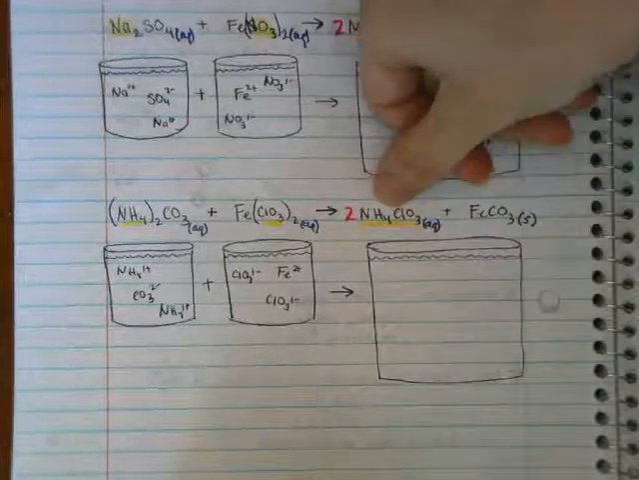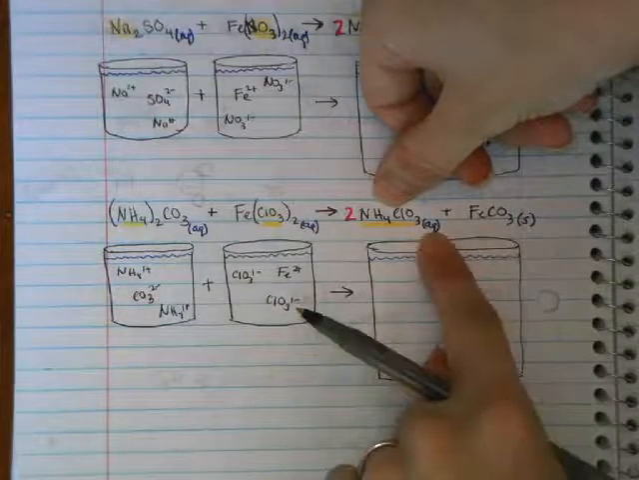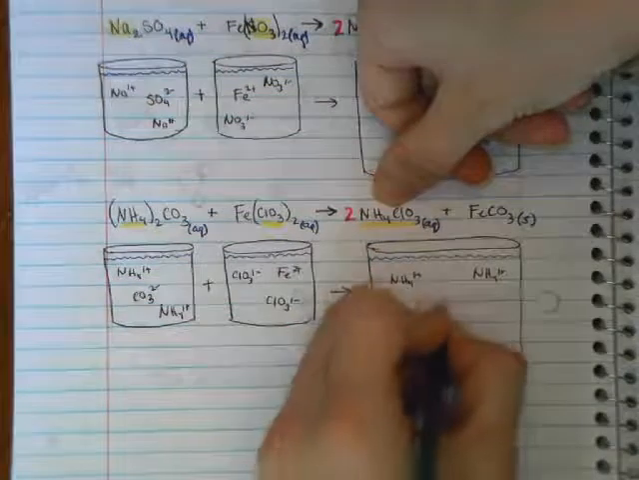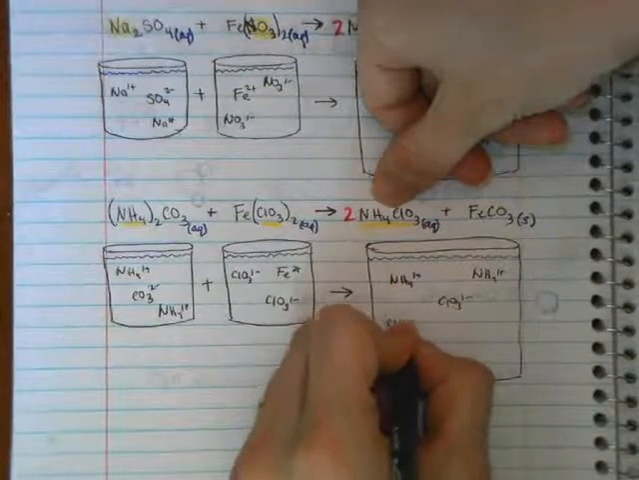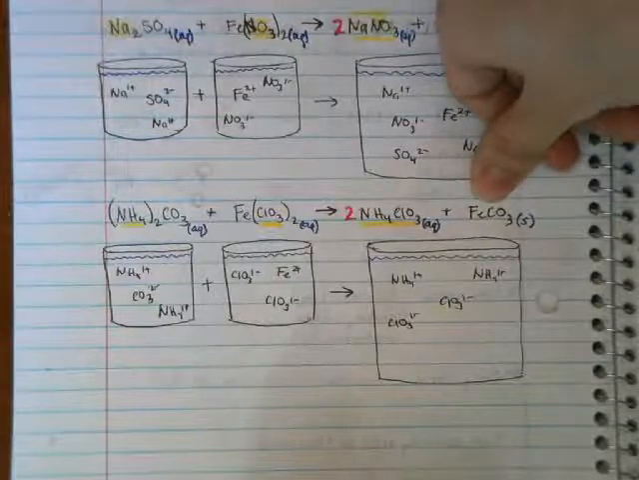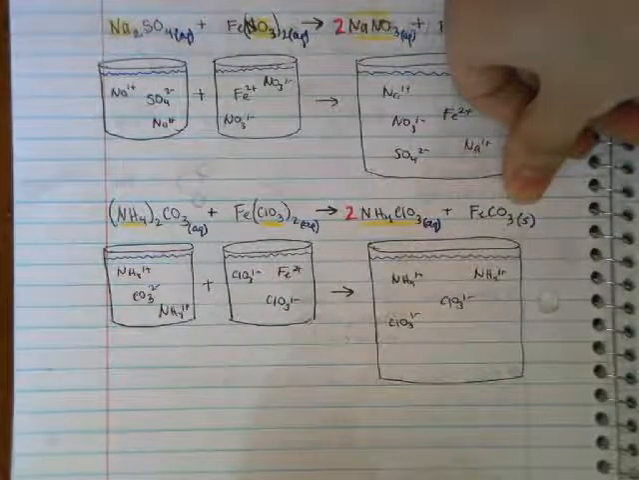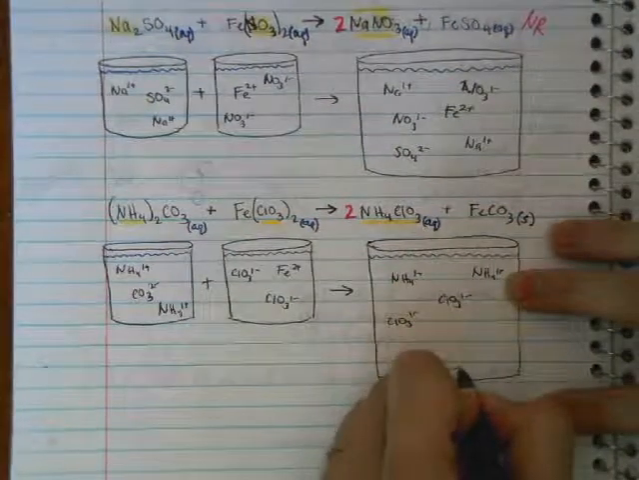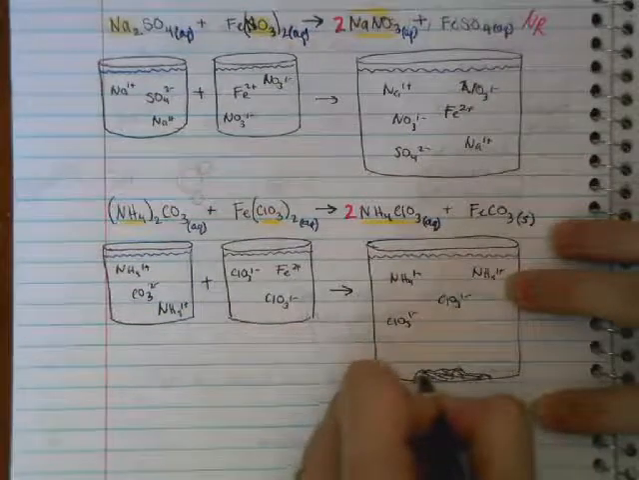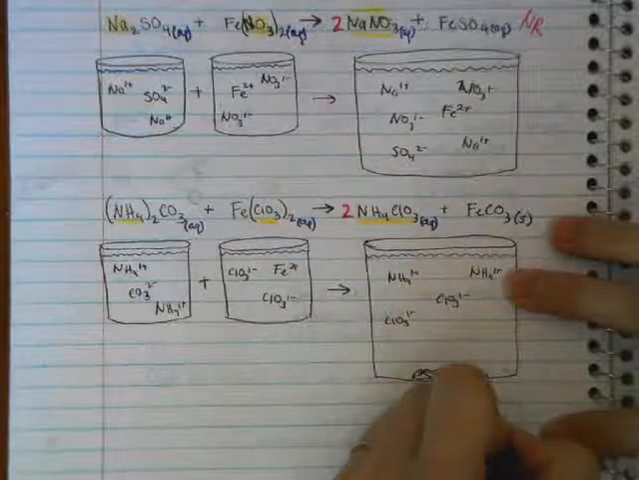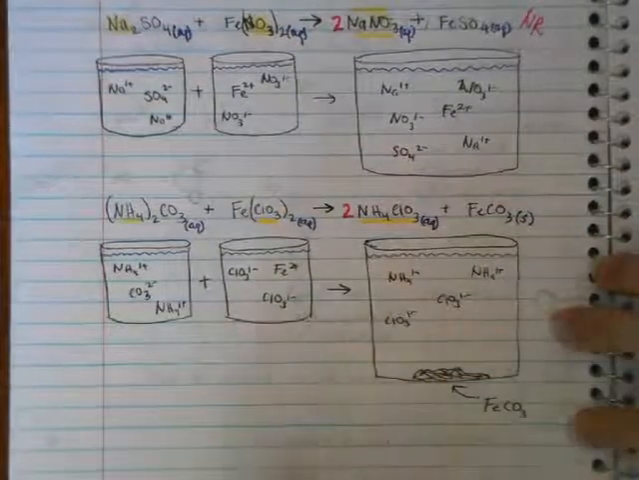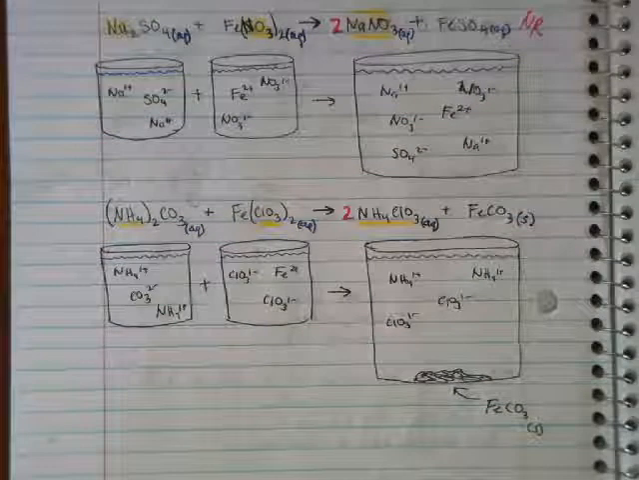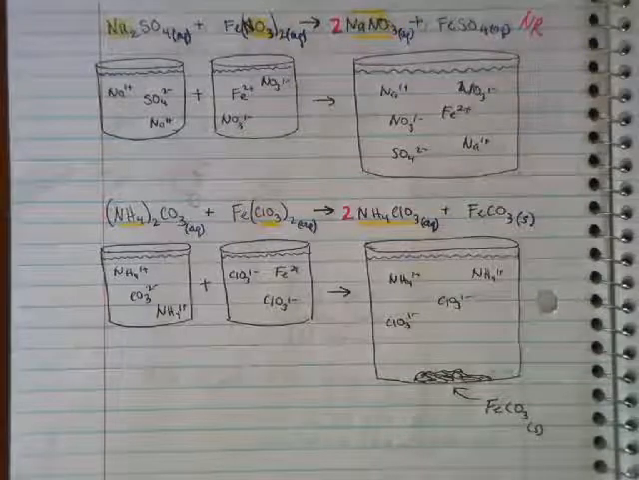Okay, now these ammonium chlorate ions are still going to be aqueous. Okay, they still like the water molecules more. So I've got two ammoniums and I've got two chlorates. Okay, but now I have this iron 2 carbonate, which is forming as a solid. Okay, so I'm going to use my super awesome artistic skills. Okay, that is your iron 2 carbonate solid separating itself from the solution. Okay, and it has precipitated out of the reaction.